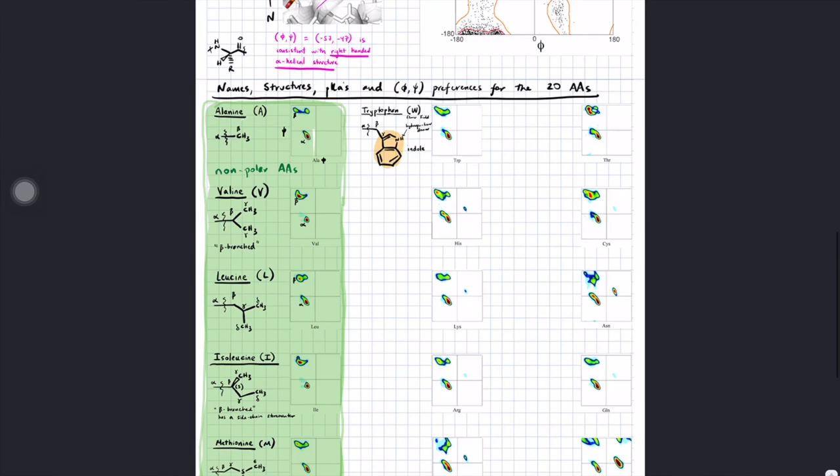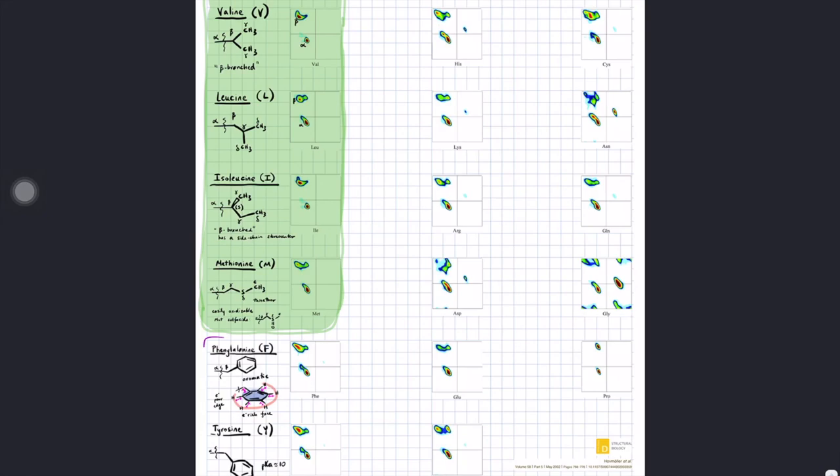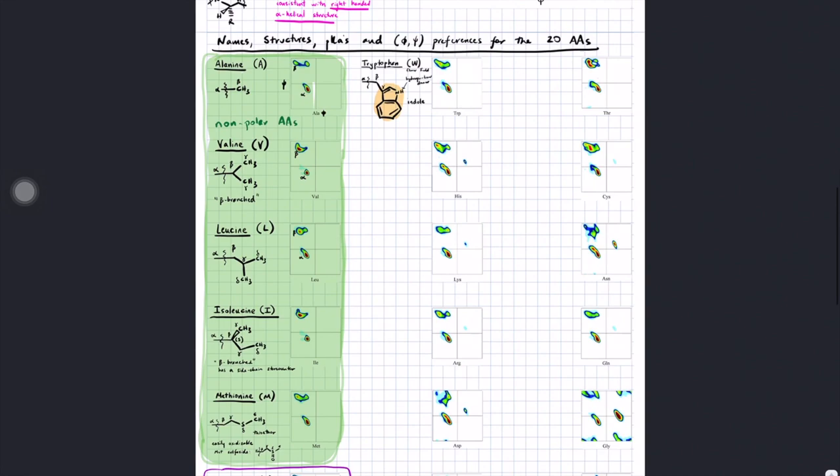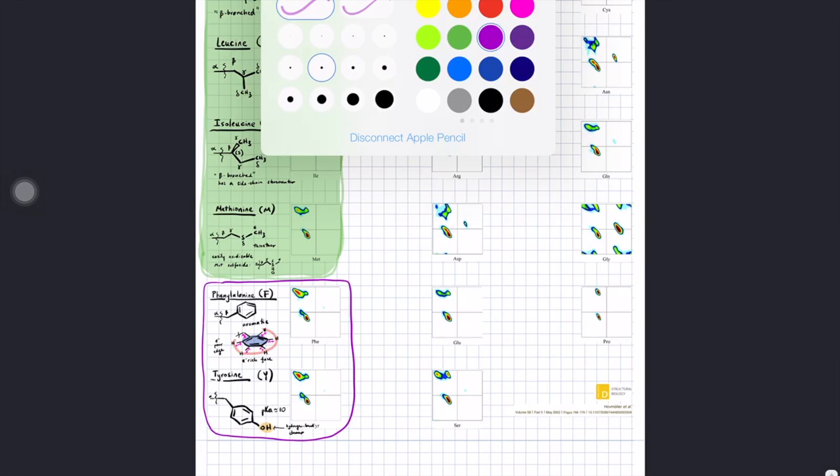So with that, we will have identified our aromatic amino acids. And maybe we'll shade them as well.